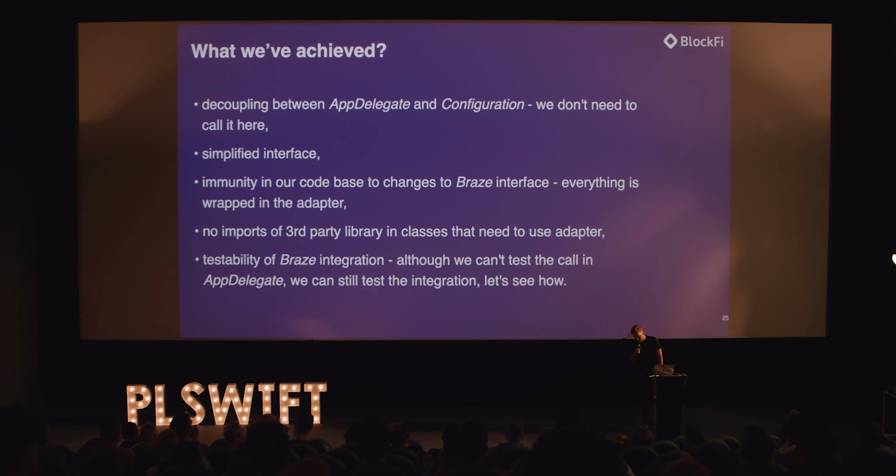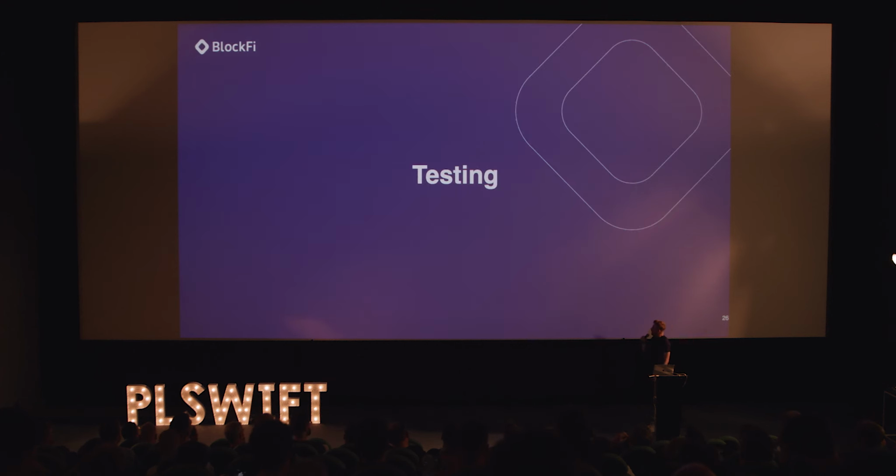We simplified the interface of the start function. We have immunity to any changes in the start function signature that could be made in the future. And we don't have to import Brace into the app delegate, because the one thing we all hate is opening the app delegate and having 20 imports of different libraries. And what's most important, right now we can test it. We can test the starting function and our integration, even though we can't test the app delegate itself.